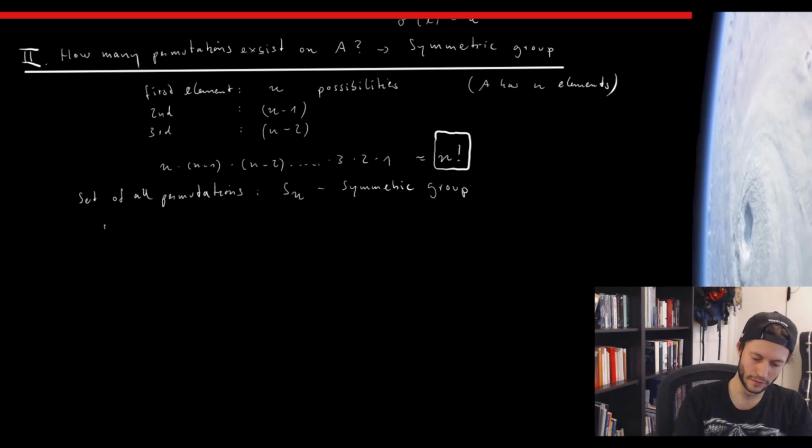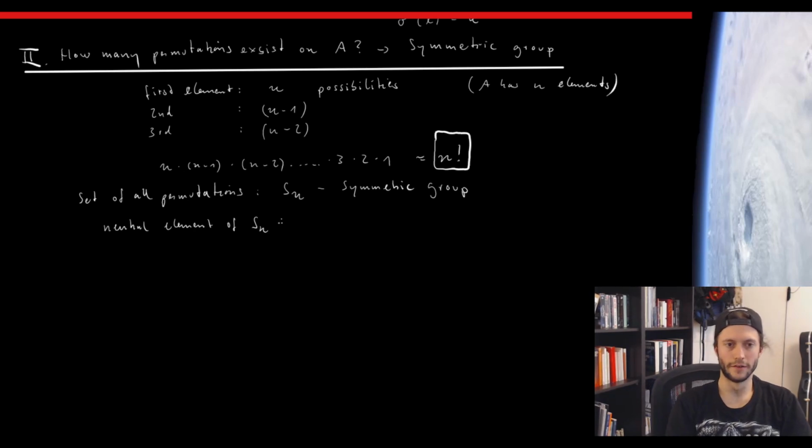So what is the neutral element of Sn? Well, here you obviously need to know what a neutral element is. The neutral element is the one which you compose with another element of the group, and you still get the other element. So let's call this one n, and let's compose this one with sigma, and we should get sigma.